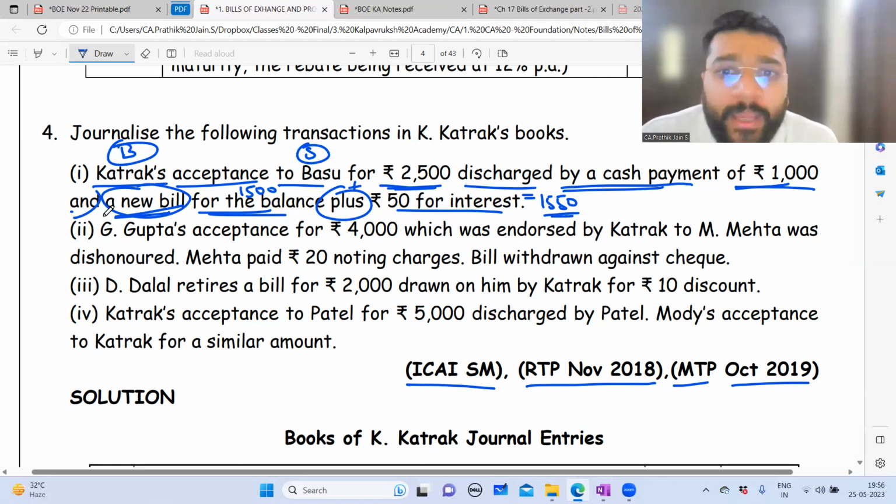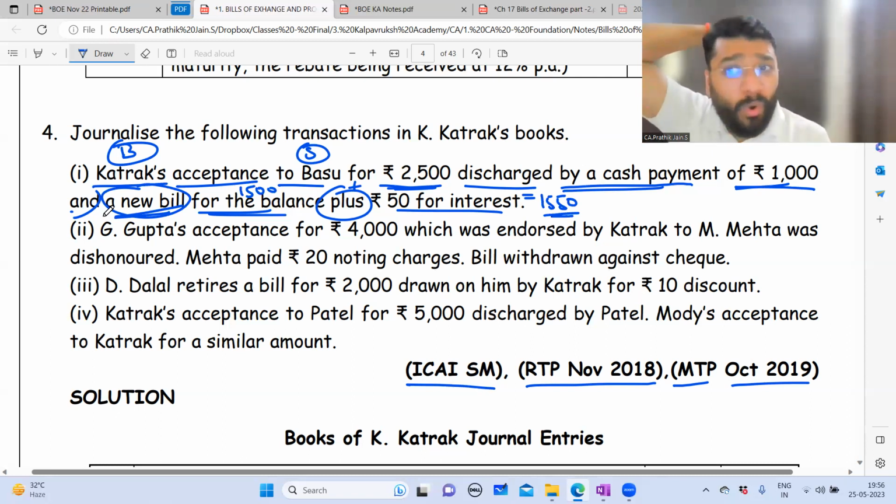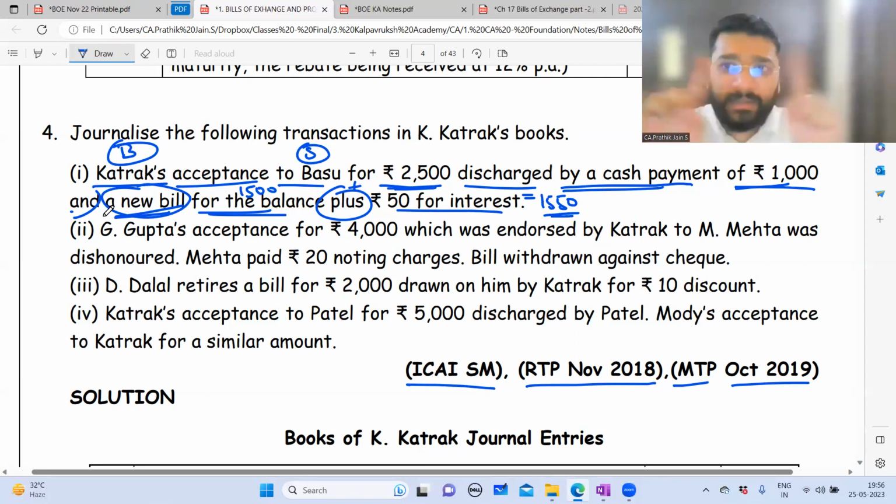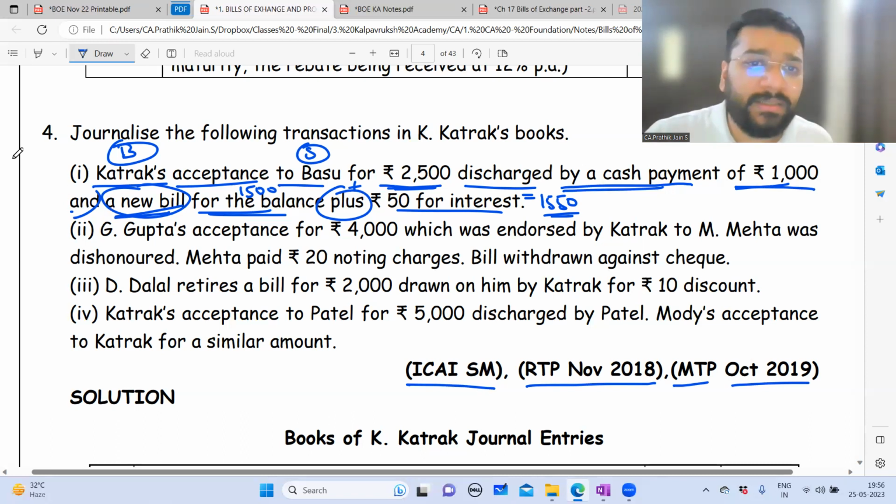Excellent. Rightly said. Now, my question to all of you is, what entry should I pass? Should I pass all the entries, that Katrak has been purchasing from Basu and the conversion to bills of exchange entry? Everything should I pass? Or just the renewal of the bill event? When this drama is happening, that is, Katrak is discharging by making a payment of 1,000 rupees and a new bill is created, should only the transactions pertaining to that be recorded, or do we have to record everything full-fledged?